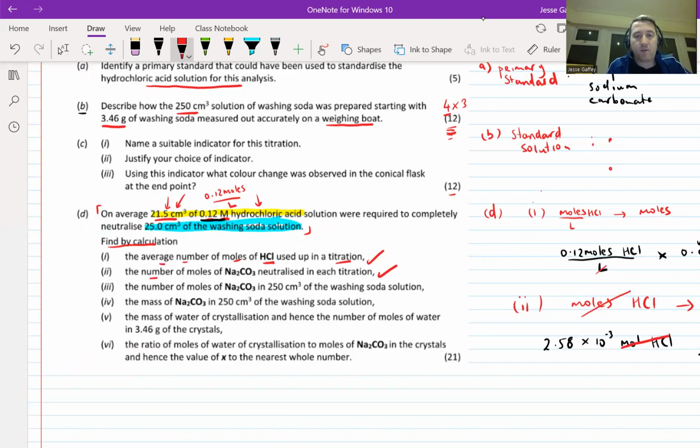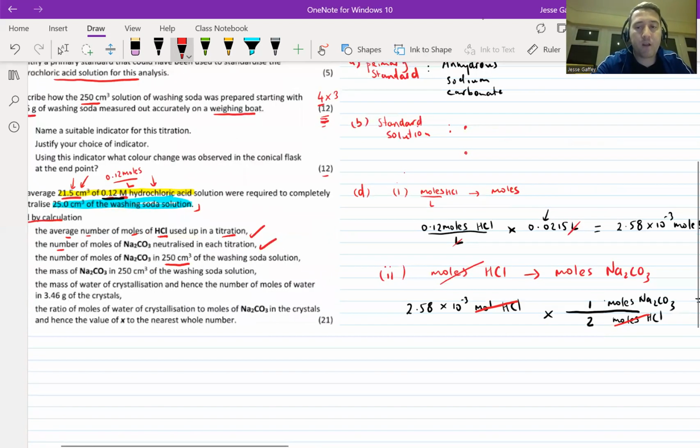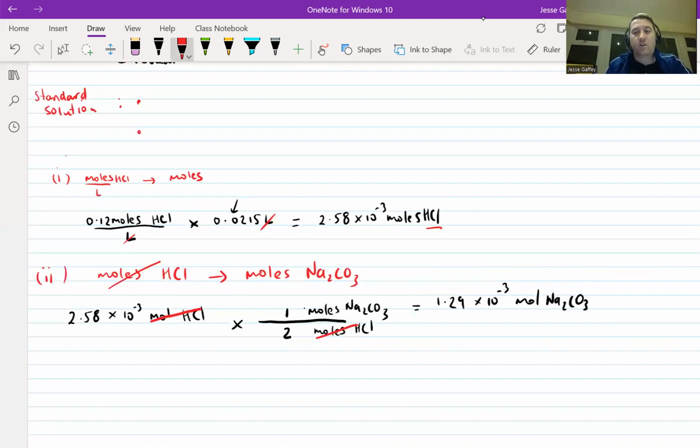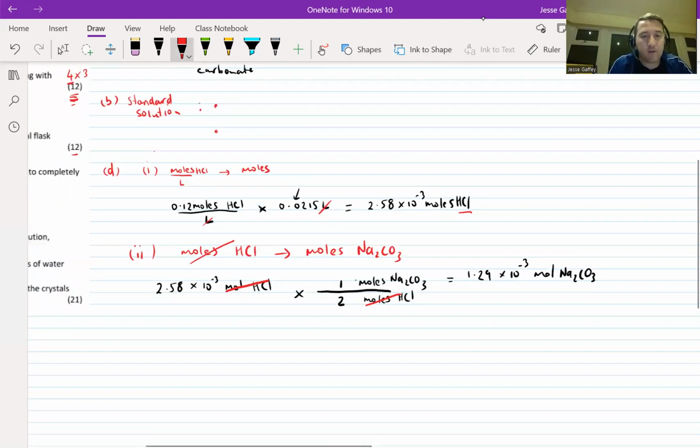Now it says find the moles of Na2CO3 in 250 centimeters cubed of the washing soda. So this here was the moles per titration. But that was in a certain volume. It wasn't in a liter, was it? So it wasn't in a liter. It was in a different volume. So let's go down here. And we're going to go from moles per titration, so just moles, to moles per liter.